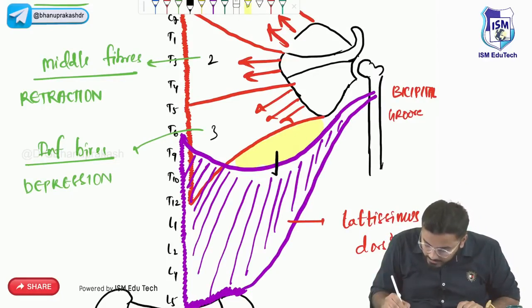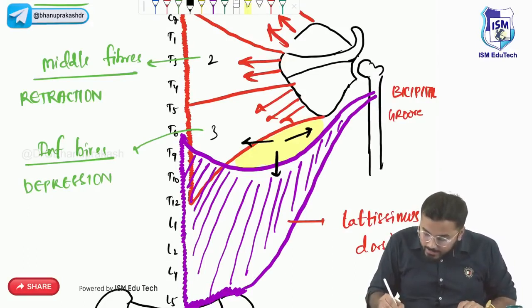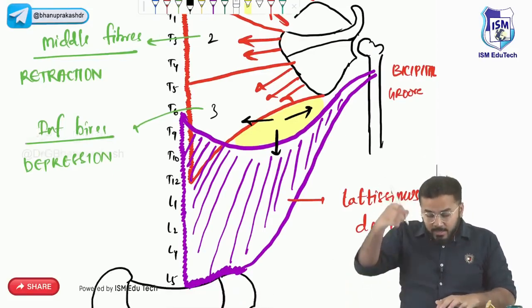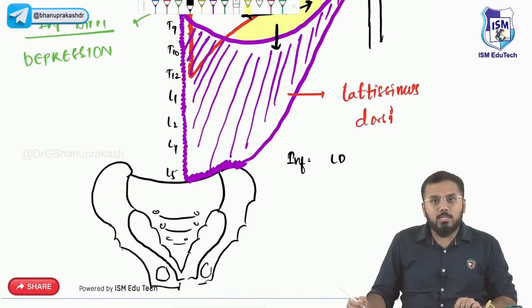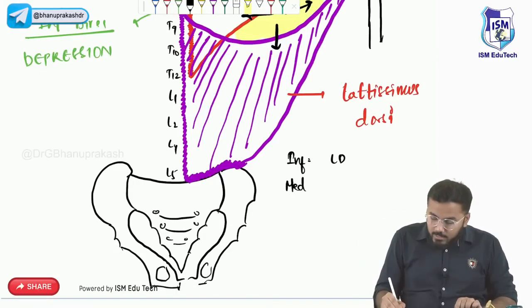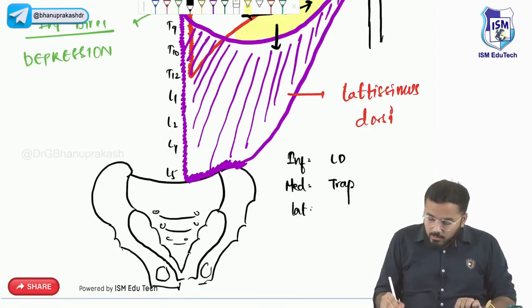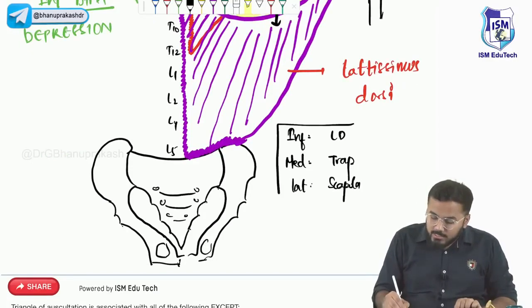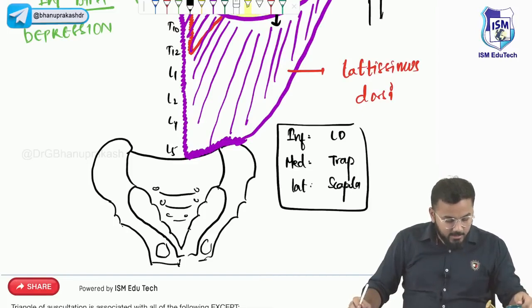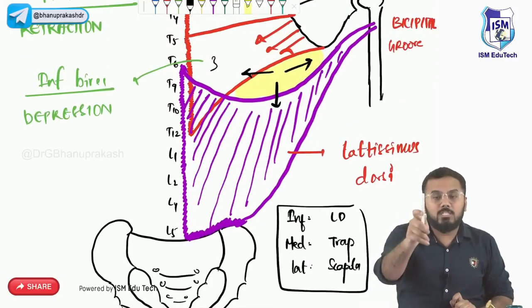See, there is one muscle down. Medially, we have got one muscle. Laterally, we have got one muscle. Inferiorly, we have got a muscle called latissimus dorsi. Medially, we have got a muscle that is called trapezius. Laterally, we have got the scapula. So, all these 3 borders. Very good, Gopi Raja, Bruce Wayne. Perfect. All these 3 together form a triangle called the triangle of auscultation.